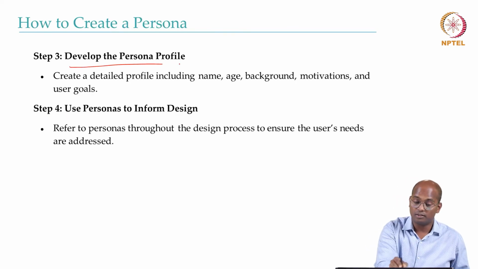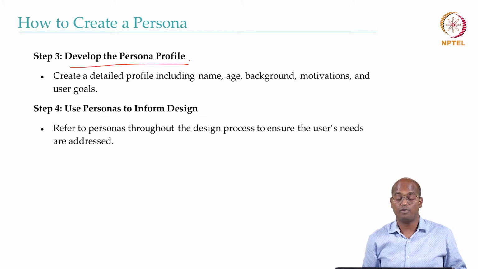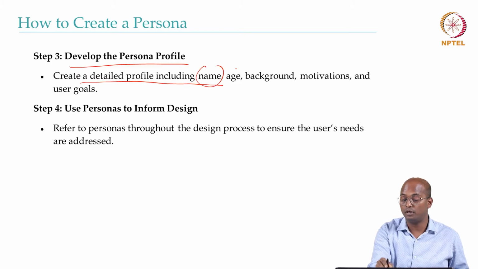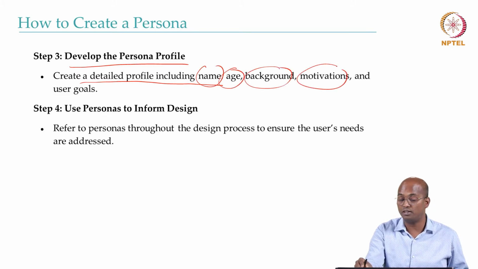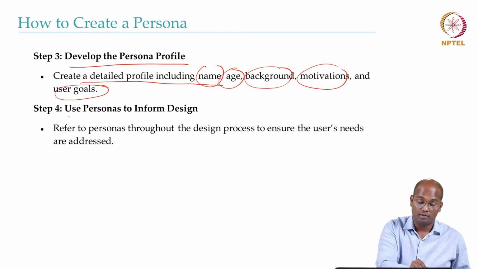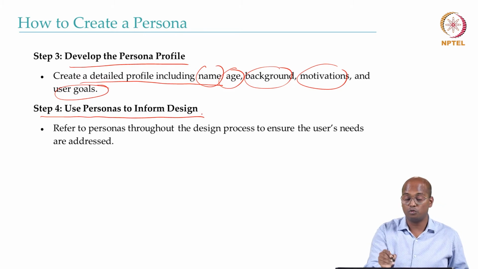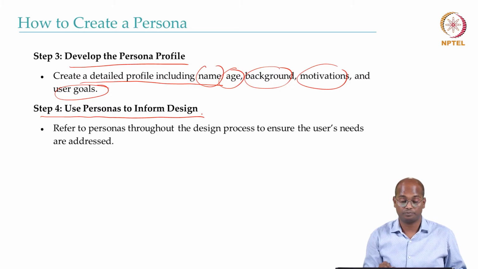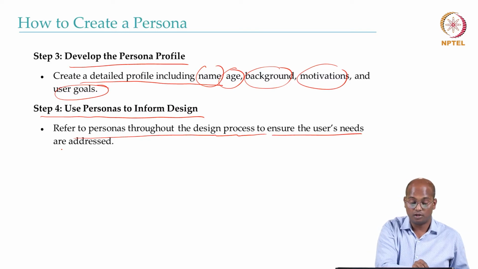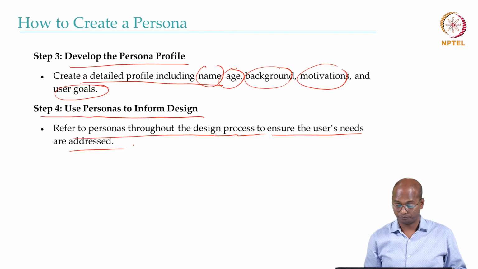The next step is to develop the persona profile. That is the fictional profile we are talking about. Create a detailed profile including probably the name, age, background, motivation, and finally their goals. The next step is to use the persona to inform design. Refer to the persona throughout the design process to ensure that the user needs are addressed.